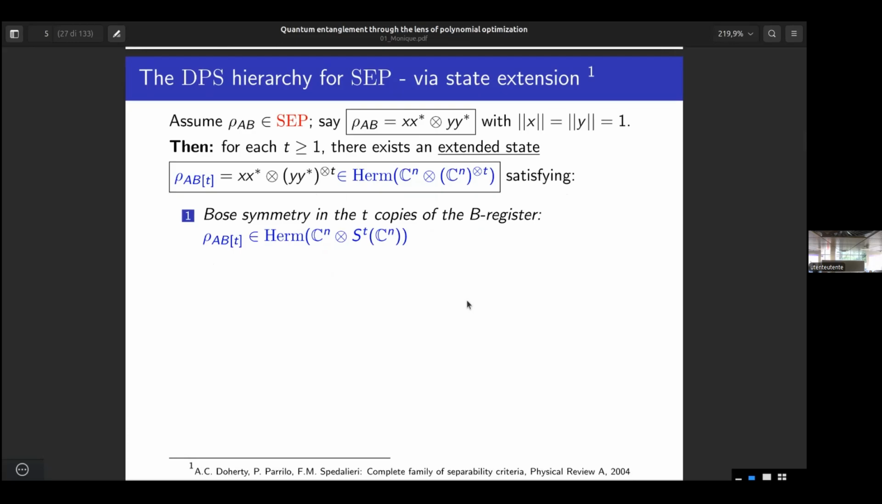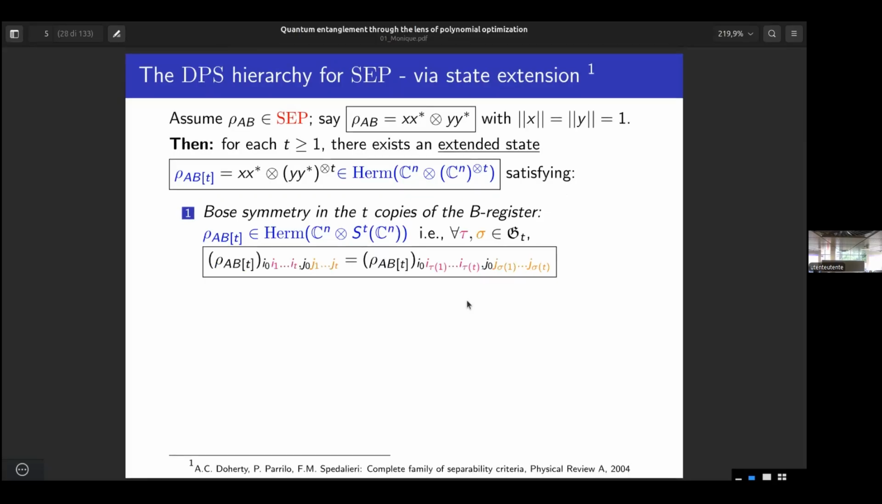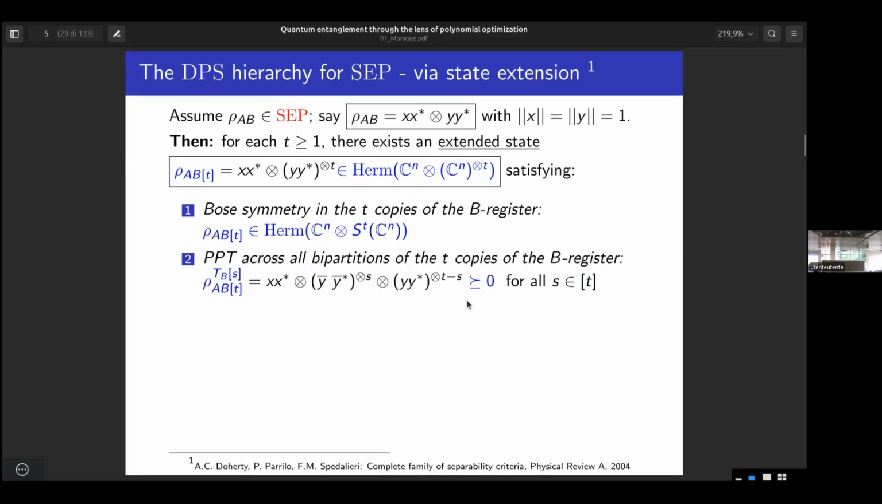In other words, the state is working on the first space, C^n, tensor the symmetric subspace of tensors in the B registers. So that's the first property, symmetry in the t copies of the B register.